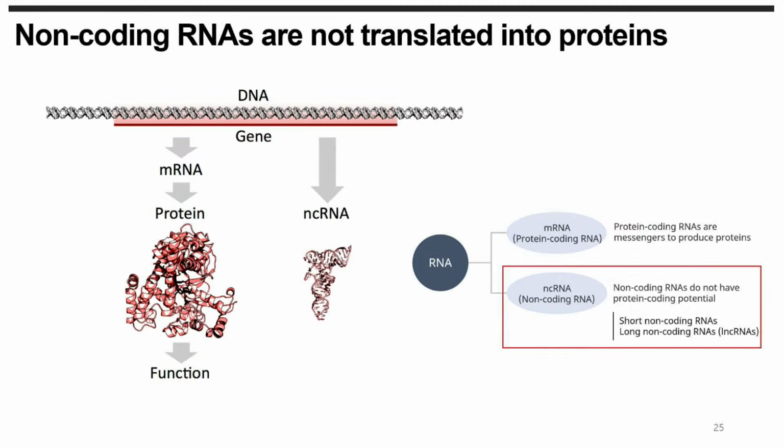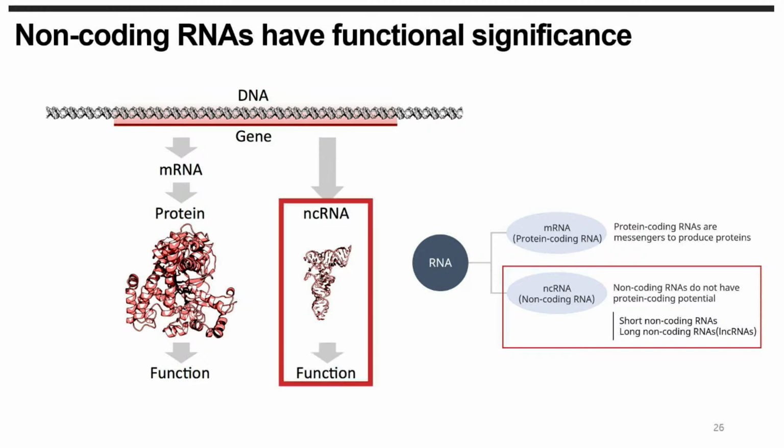However, there is an unconventional RNA species called non-coding RNAs in our body, which are not translated into proteins. Interestingly, they have functional significance, which is very exciting because so far we believed that proteins are the only functional product in our body. That is no longer true because of non-coding RNAs, which are functional in and of themselves. Just for brief terminology, non-coding RNAs can be divided into two categories, short non-coding RNAs as well as long non-coding RNAs, or lncRNAs, which are my research interest.